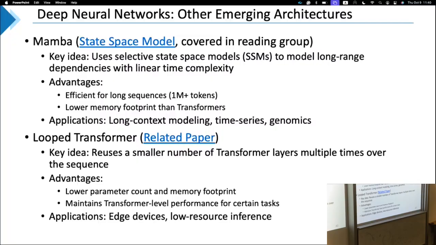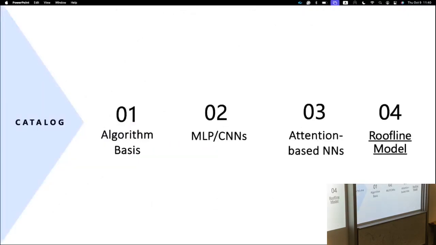And the advantage is low parameter counts and memory footprint. But the disadvantage is very similar to the disadvantage of Mamba and diffusion language model. Their algorithmic performance is still much lower than the standard large language model. So this is what we cover, attention-based neural networks. So we still have 10 minutes to go. So we will introduce the last part of our first lecture, roofline models.